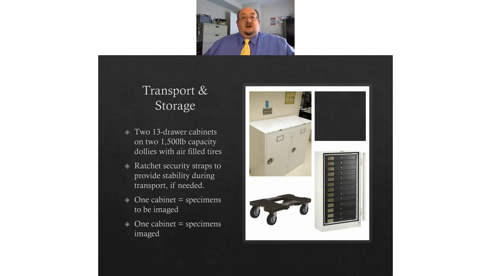So to do that, we took two of our typical 13-drawer half-height cabinets and mounted those on two 1,500-pound capacity dollies with air-filled tires. Ratchet security straps can be used for stability, but honestly, by the time you had drawers in them, the weight of the cabinet made it unnecessary to even use those. So it was incredibly stable. And we had one in which we were putting stuff to be imaged, and one where the stuff was imaged and it needed to come and go into the freezer.